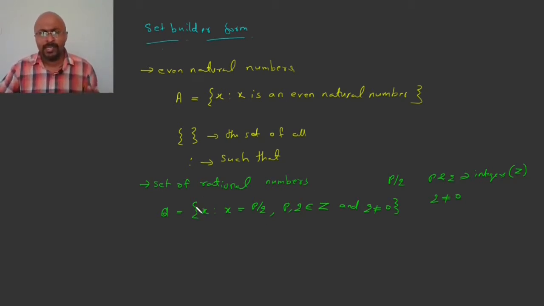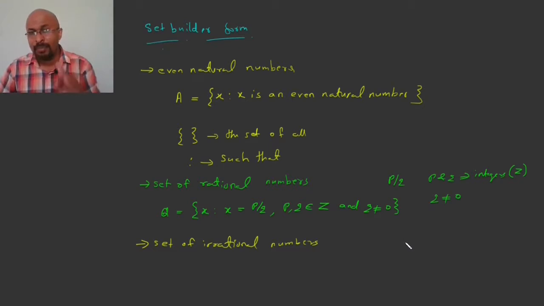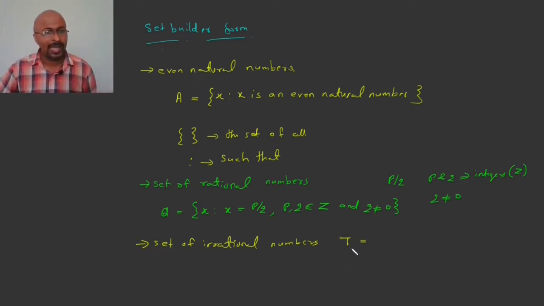That is, it is set of all x such that x is equal to p by q, where p, q belongs to Z and q is not equal to 0. So, we represent it in set builder form. We are going to represent set of irrational numbers also. We already studied in previous video that irrational numbers are numbers belongs to the real number but not rational numbers. So, we can represent it as capital T. We know irrational number is denoted as capital T.